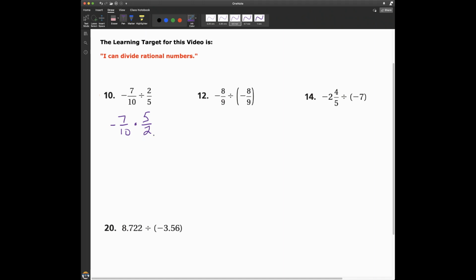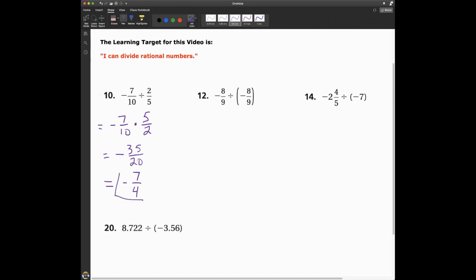And then what do we do? Well, now I can multiply. And remember, multiplying different signs, so my answer will be negative. And it's going to be negative 35 over 20. Can I simplify that? You sure can. You can divide both numerator and denominator by 5. So this becomes negative 7. 35 divided by 5 is 7. 20 divided by 5 is 4.